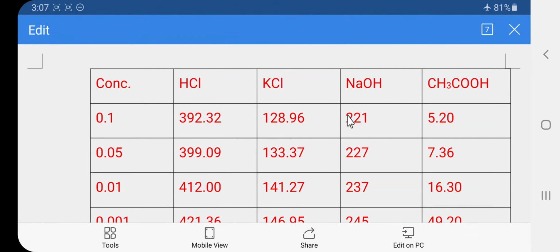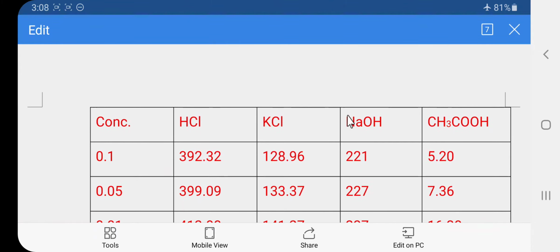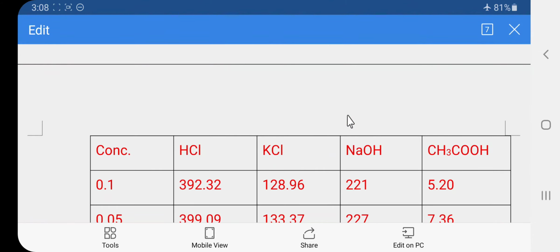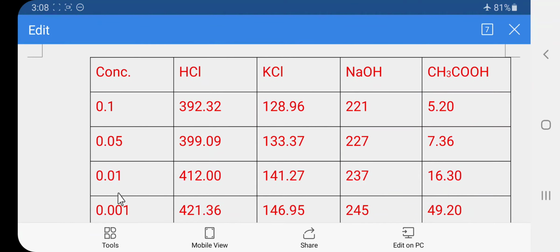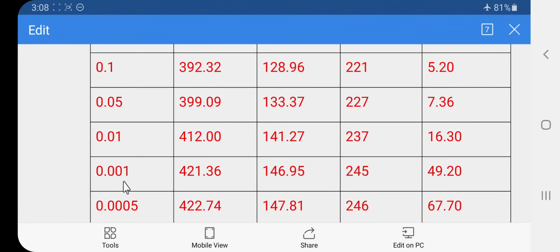So what is important here? Let us consider the value of the equivalence conductance for acetic acid, which is a weak electrolyte. At 0.1 the value is 5.20. Then when we decrease the concentration or increase the dilution, at 0.05 the value is 7.36. Then at 0.01 it is 16.30. Then at 0.001 it is 49.20, and at 0.0005 the value is 67.70.